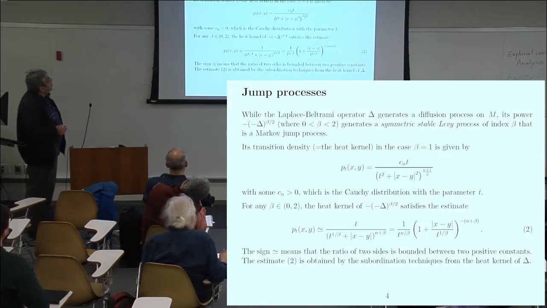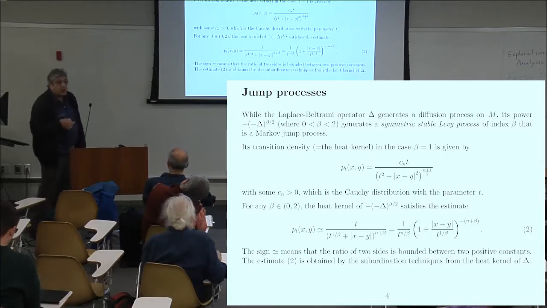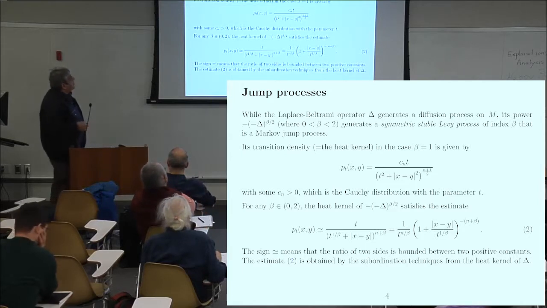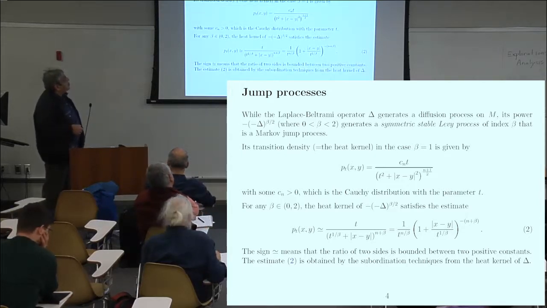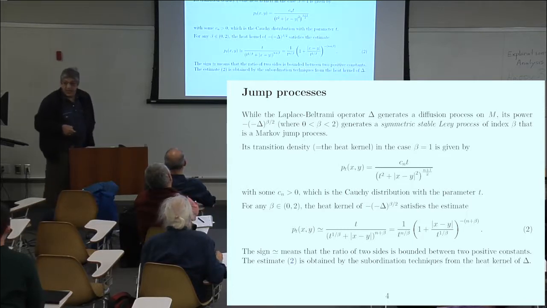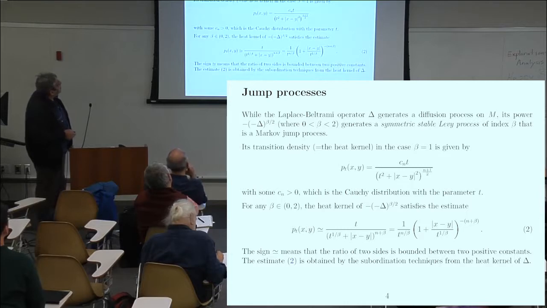And also it's known that this process has a heat kernel, that is, a density of transition probability. In particular, there is one formula in the case when beta is 1, that is, the square root of the Laplace operator generates a Lévy process of index 1 whose heat kernel has an exact formula. Is this on R^n? In R^n, yes, only in R^n. Yeah, I didn't say it. Right. It's in R^n only. Yeah, thank you for this remark.